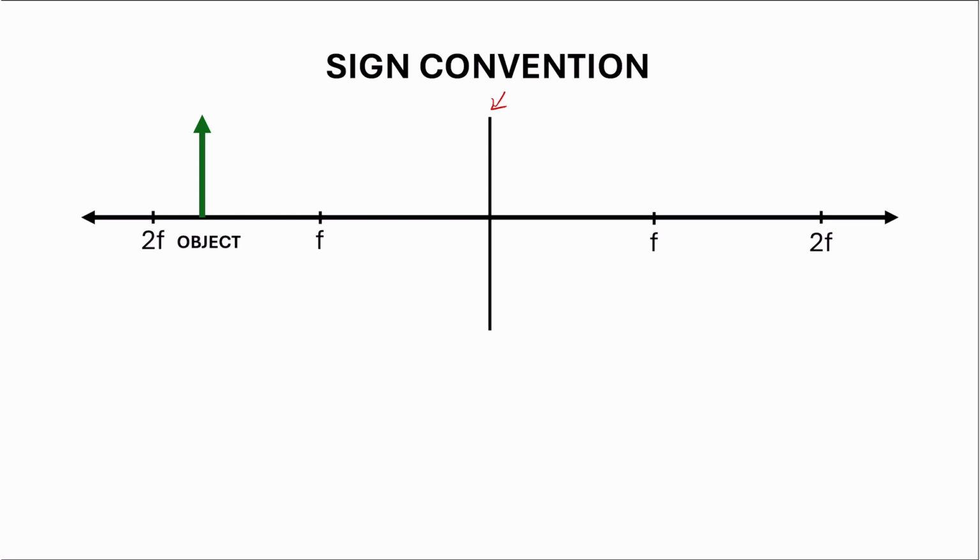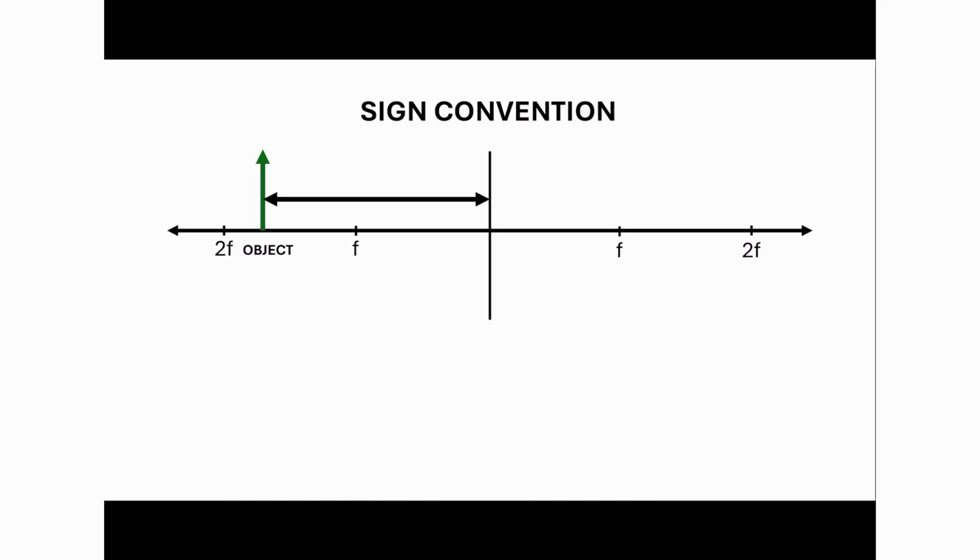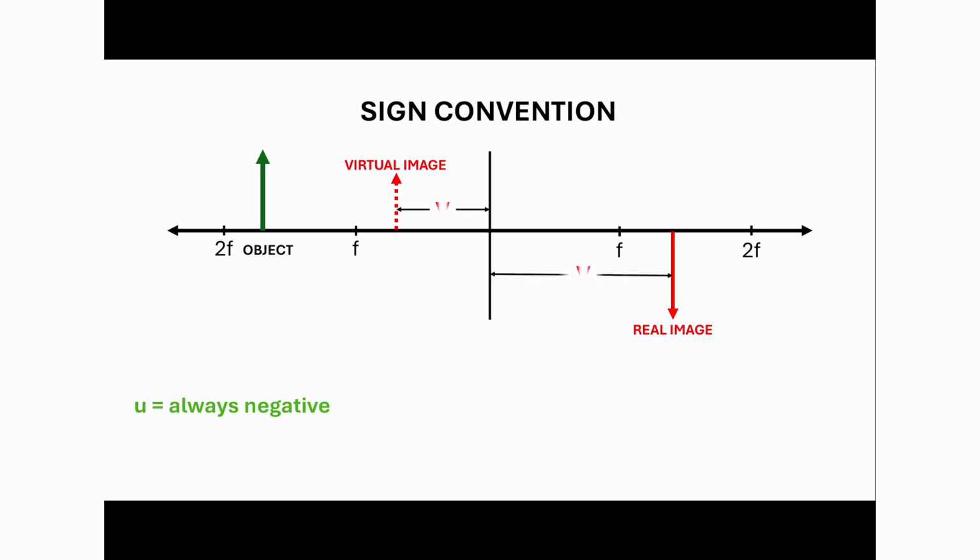The object will always be on the left side. So let's say the distance of the object from the lens is u. Since u is always on the left side, the sign of u will always be negative. There are two types of images. You can have a virtual image or a real image. In both cases, the distance will be considered as v.